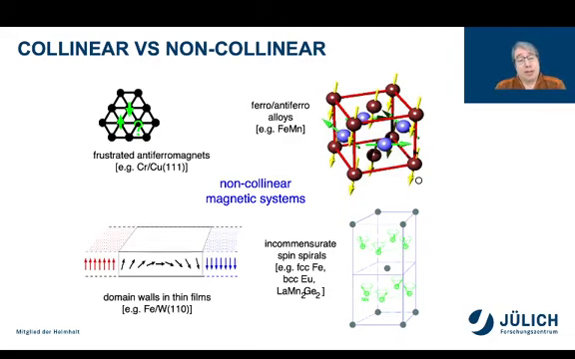Of course, you can also have non-collinear structures which arise due, for example, to domain walls, where you in principle have a ferromagnet, but you have different domains, one pointing up here and one pointing down here, and then of course the magnetization rotates in between. And these kinds of complex magnetic structures are also something we frequently investigate using FLEUR.